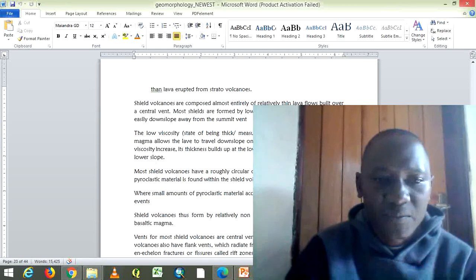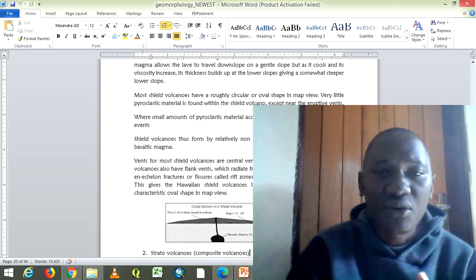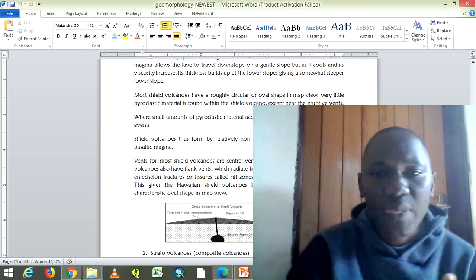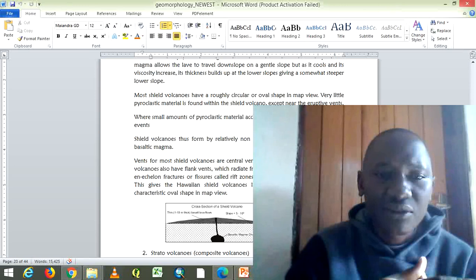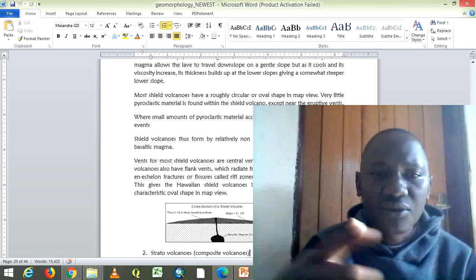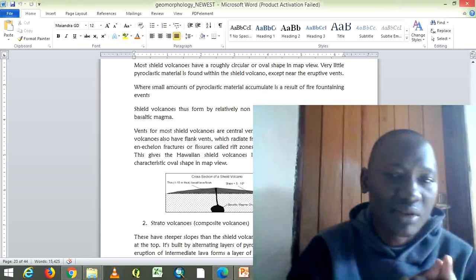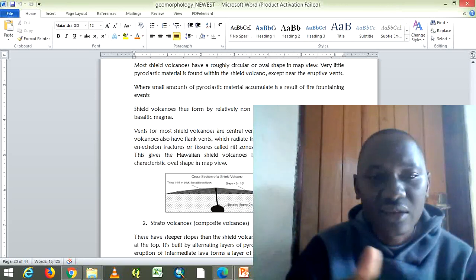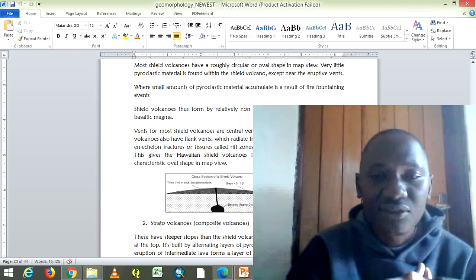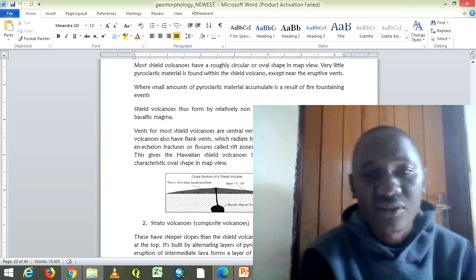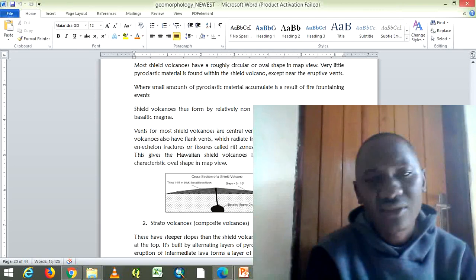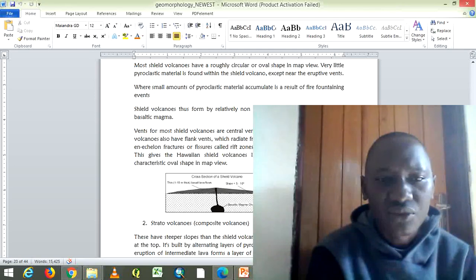Most shield volcanoes have a roughly circular or oval shape in map view, and very little pyroclastic material is found within the shield volcano. Shield volcanoes form by relatively non-explosive eruptions. I told you that we have explosive and non-explosive eruptions, so these are usually formed by relatively non-explosive eruptions. In this illustration, you can see that it has very gentle slopes because the magma that is extruded is less viscous, and therefore it can flow for shorter distances before solidifying. We give the example of the Hawaiian shield volcanoes, which are found in the state of Hawaii.